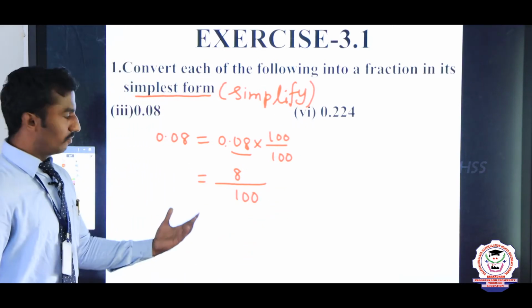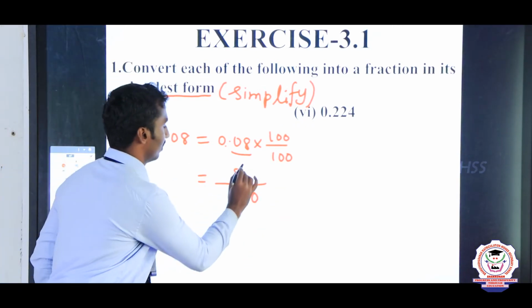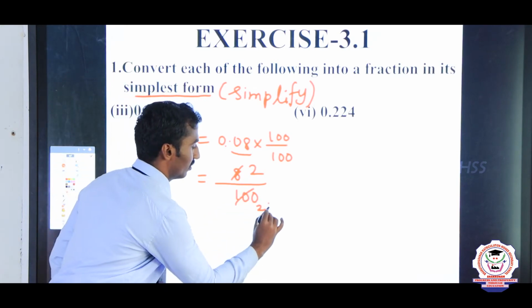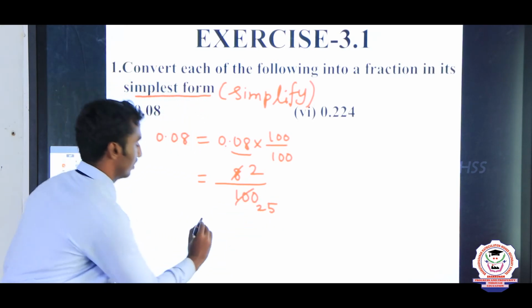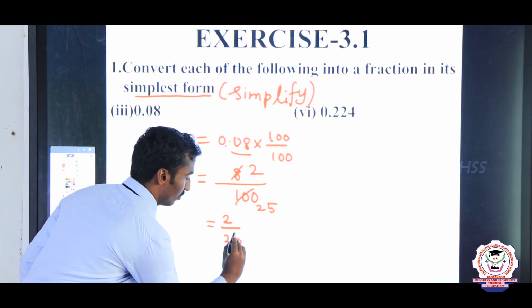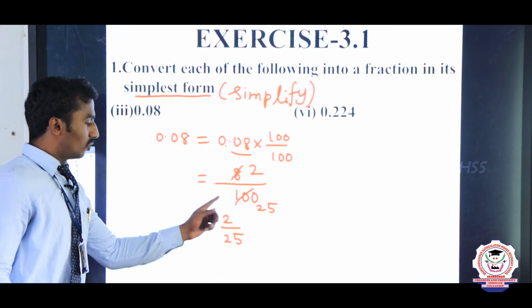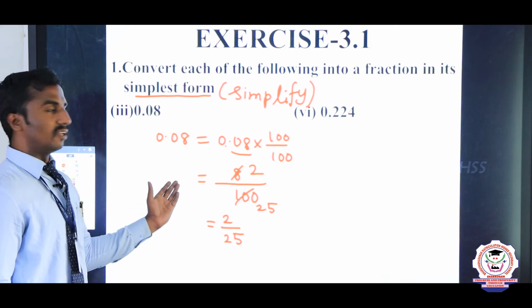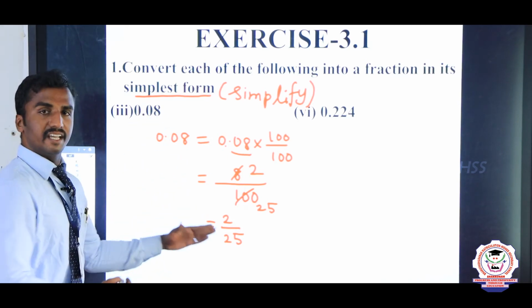Simplest form is simplify. Using the fourth table, 4 twos are 8 and 4 twenty-fives are 100, so we get 2 by 25. 2 by 25 is the fraction, and 0.08 is the decimal value. So we have converted a decimal value into a fraction.